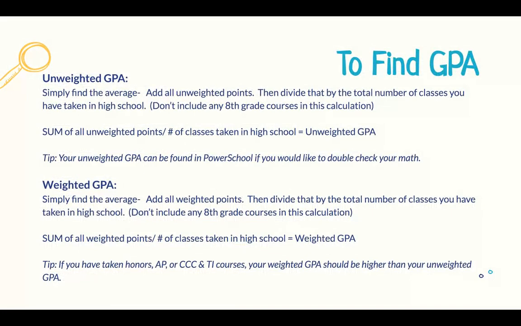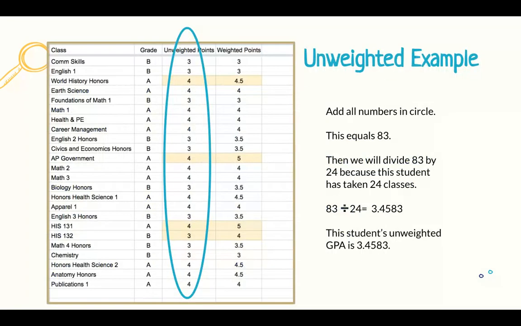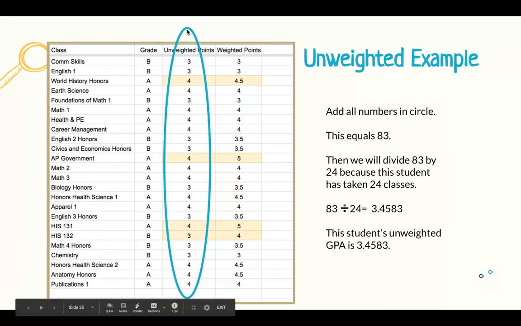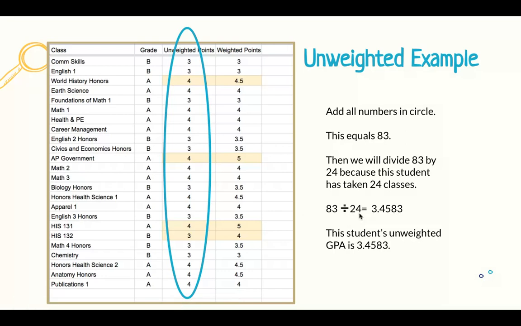The next thing you're going to do is simply add up all the unweighted points and divide that by the total number of classes you've taken in high school to find your unweighted GPA. And then for your weighted GPA, you're going to add up all the weighted points and divide that by the number of classes taken in high school. For this person, the unweighted points add up to 83. Divide that by 24 because this person has taken 24 classes, and their unweighted GPA is a 3.4583. Your unweighted GPA also is found in PowerSchool if you want to double check your math.